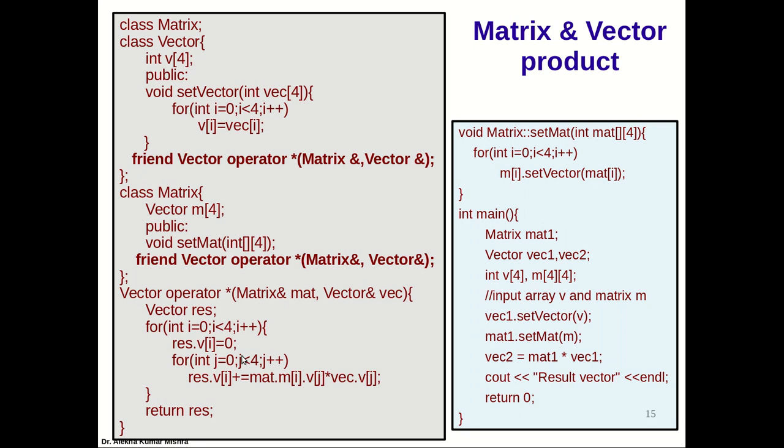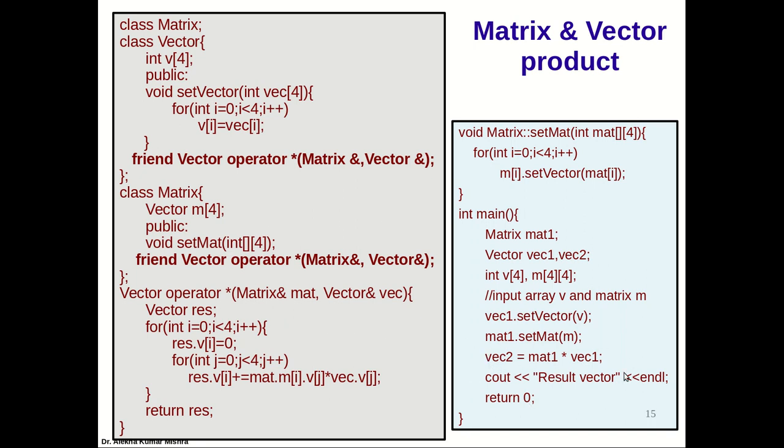First we have a 4 cross 4 matrix and a vector. When we multiply, each row will be multiplied with the vector and added to get a single value. There are 4 rows, so 4 rows will result in 4 values, which is a vector. That's the idea. So here it is. This is how we call it.